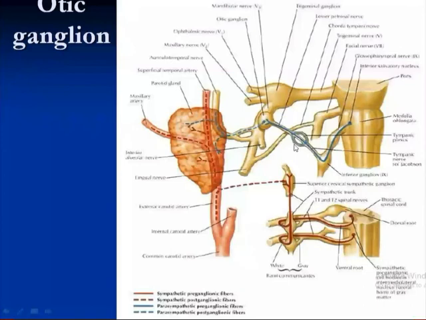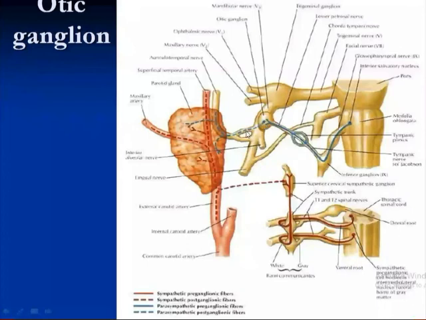Now from the tympanic plexus, we have the lesser petrosal nerve. This will end in the otic ganglia. This is the preganglionic one. Now from this one, we have the postganglionic parasympathetic outflow. The postganglionic parasympathetic outflow is mainly from the auriculotemporal nerve, the auriculotemporal nerve to the parotid gland.